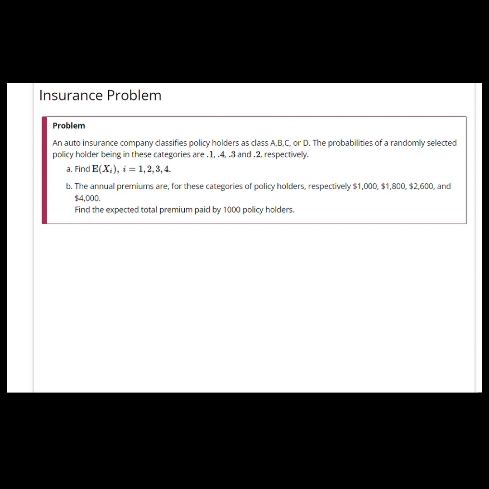Class A consists of the least risky policyholders. They're charged the least, $1,000 in annual premium. Similarly, those in category B are charged $1,800, in C, $2,600, and in D, the riskiest, are charged $4,000. The question is, what's the expected total premium to be paid by 1,000 policyholders drawn at random?